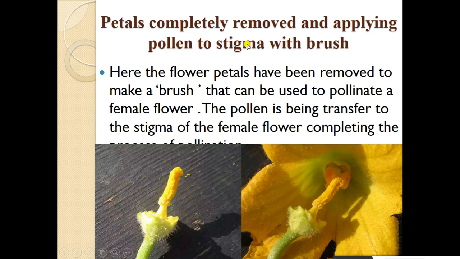Then petals completely removed and applying pollen to stigma with brush. See the image. By dusting the pollen grain onto the female flower, here the petals of the male flower have been removed to make a brush that can be used to pollinate a female flower. The pollen is being transferred to the stigma of the female flower, completing the cross pollination or hybridization process.